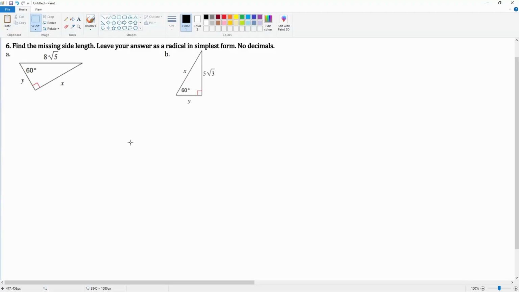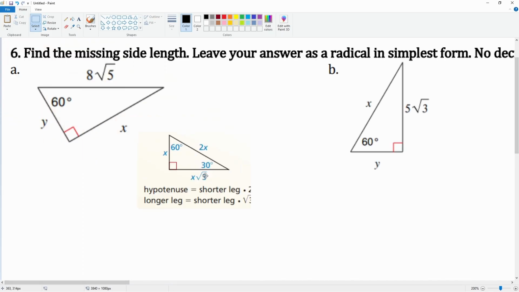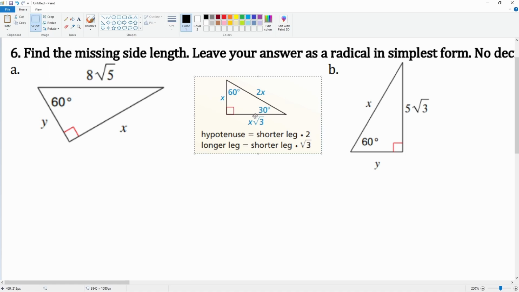Number 6 asks us to find the missing side lengths. Leave your answers as a radical in simplest form. Notice that these are your 30, 60, 90 triangles. That is the properties of your 30, 60, 90 triangle. So let me just label this as my 30 here.